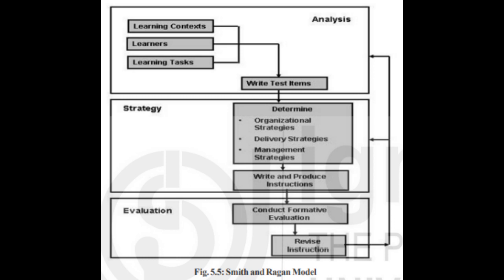In the second phase, instructional strategies are identified and implemented, including how to deliver the instruction and what methods and techniques to follow. Based on the strategies developed, instruction is produced and implemented. In the evaluation phase, formative evaluation is conducted, and the results are plowed back into the system for revision of instruction. Figure 5.5, Smith and Ragan model.